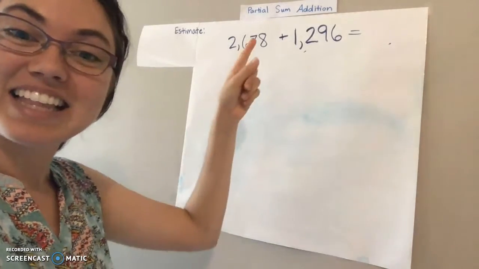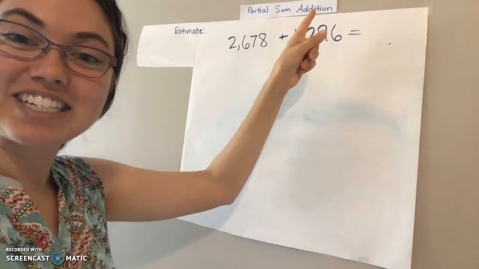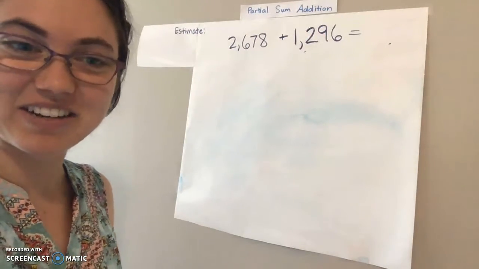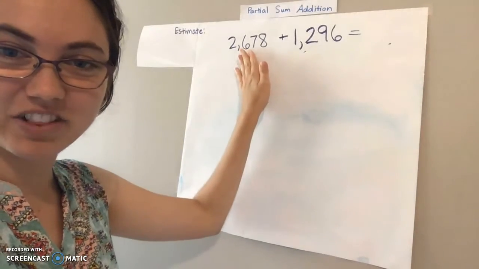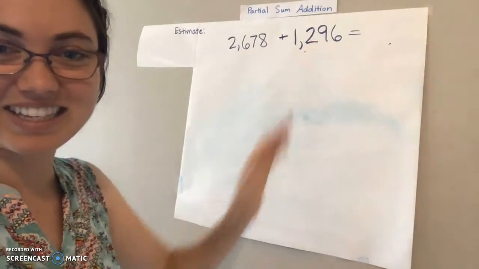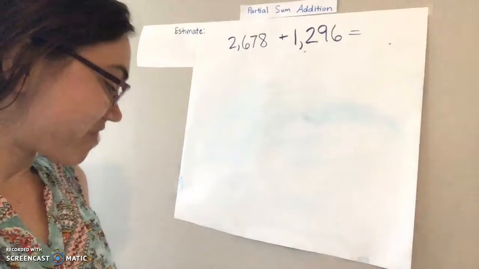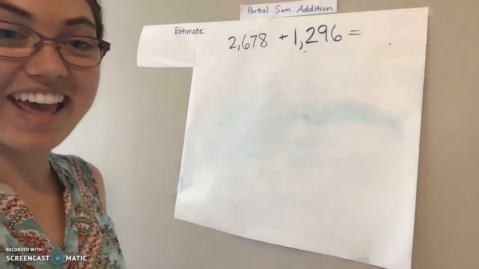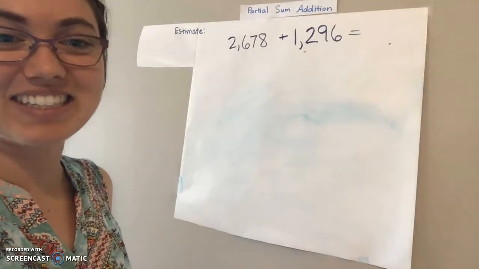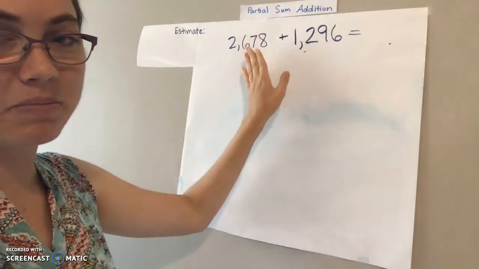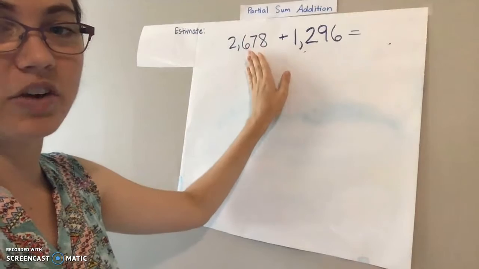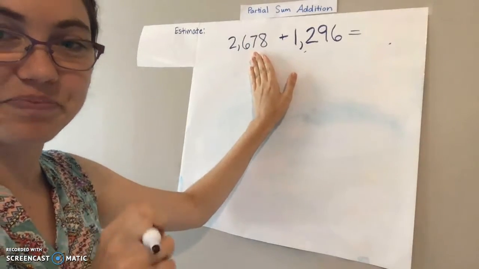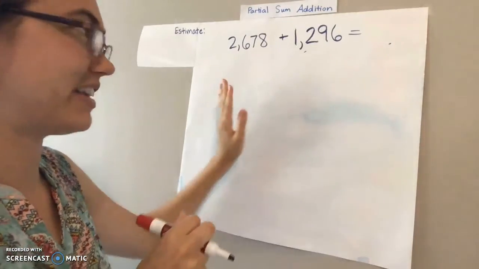But using the partial sum addition method, this strategy is a little bit faster and easier when we have large multi-digit numbers. So, before we get started, let's take a look at our place values, because remember, we're going to break them up into parts. We are going to break our two addends into parts.